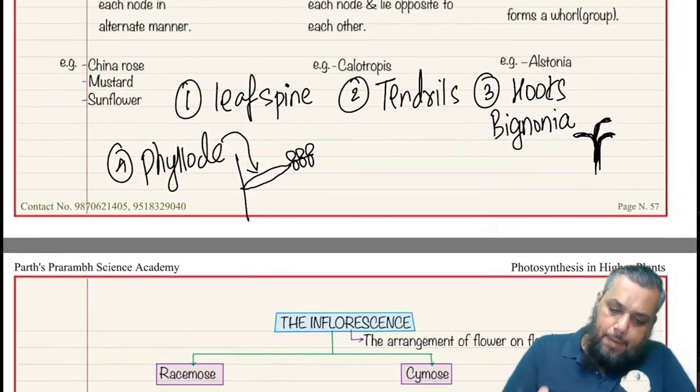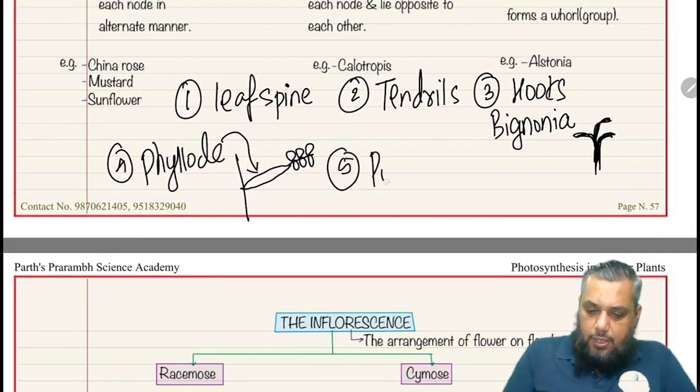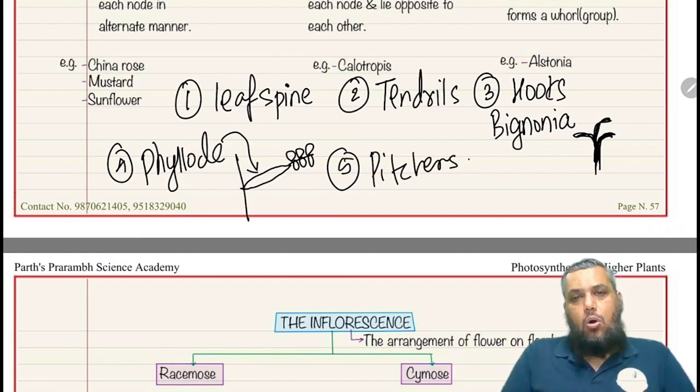And the fifth modification is what we see in the leaf pitchers, or the other types of leaf modifications which are seen in insectivorous plants, where they trap the insects to use them as a protein source.